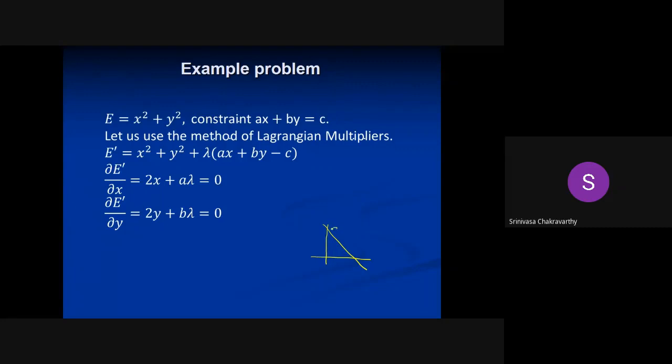So one equation is ax plus by is equal to c, right? And I have to find a solution. But the point is, any point on the line is a solution. So I have one equation, two unknowns. So what do you do?